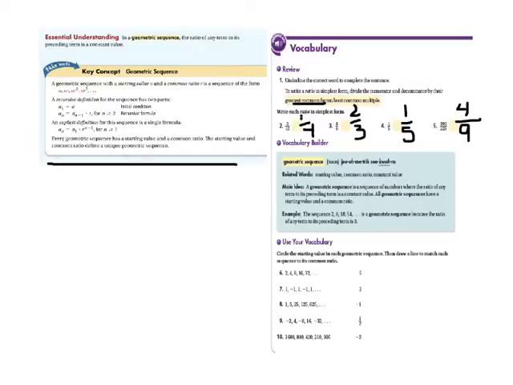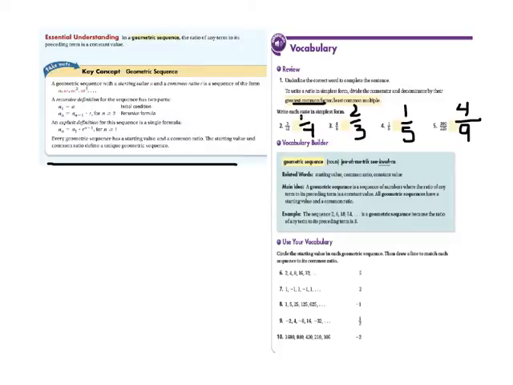Alright, so then we want to think about geometric sequence. The related words we already know are starting value, common ratio, constant value. The main idea is that a geometric sequence is a sequence of numbers where the ratio of any term to its preceding term is a constant value. All geometric sequences have a starting value and a common ratio. That just means they all end up getting multiplied by the same number.